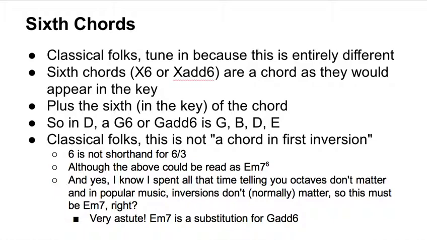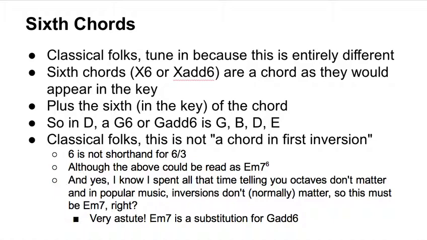This is where it's confusing for classical folks because we use a little superscript 6 to mean that a chord is in first inversion. But 6 in this case is not shorthand for 6/3, or first inversion. It means that we actually add a sixth to the chord. However, if you look at that G, B, D, and E, if inversions don't matter, then that can be stacked in thirds as E, G, B, and D, which is an E minor 7 chord in first inversion, where the third is in the bass instead of the root.